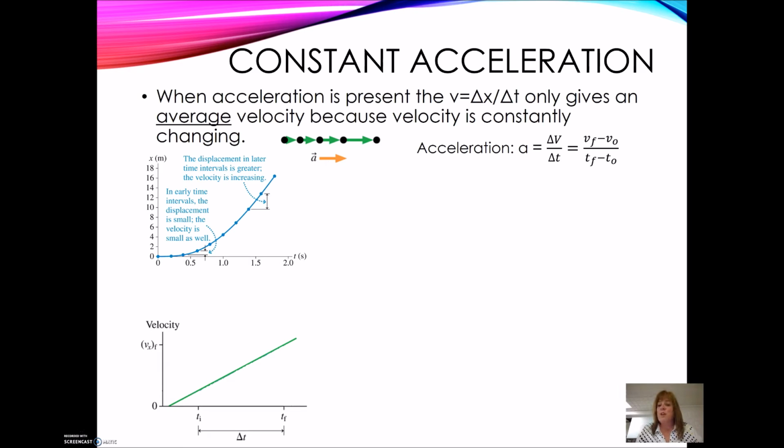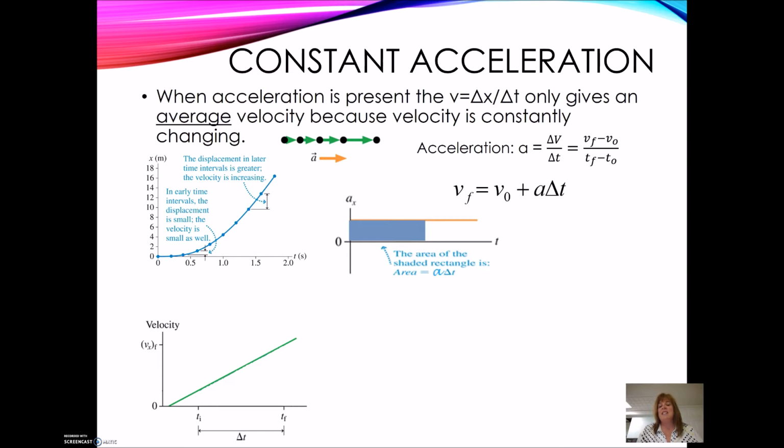And of course, we could rearrange that equation for final velocity, which gives final velocity equal to the initial velocity plus acceleration times time. In fact, remember that the area under an acceleration time graph, base times height, acceleration times time, will give me my change in velocity, or the final velocity if I have an initial.